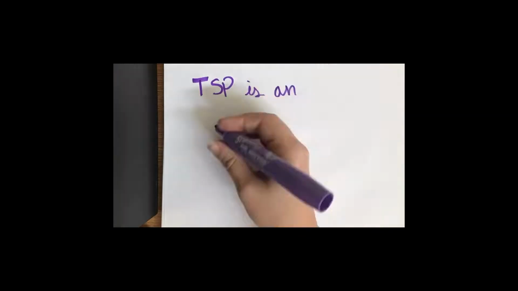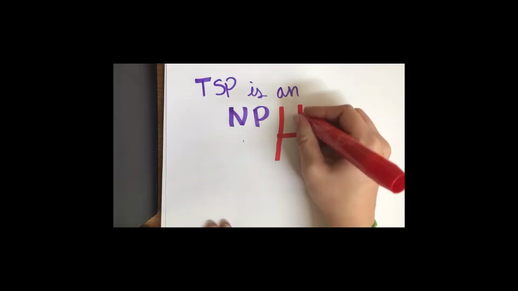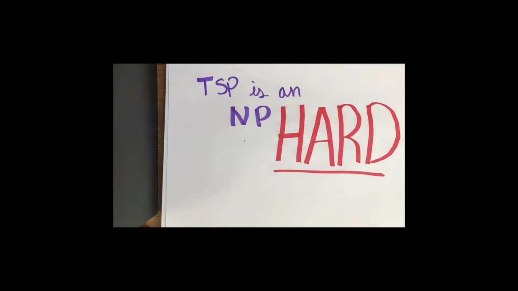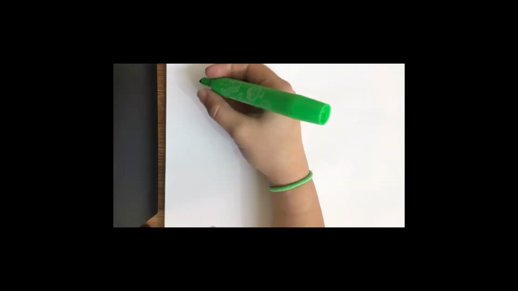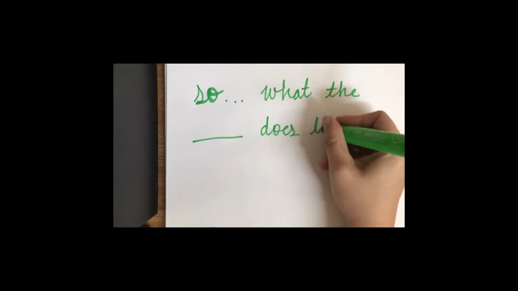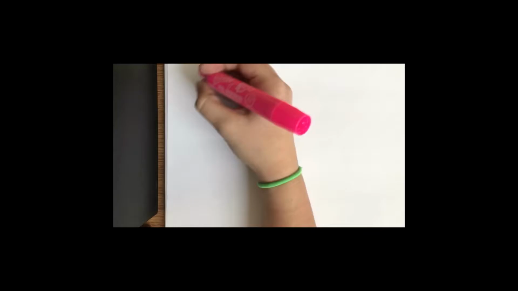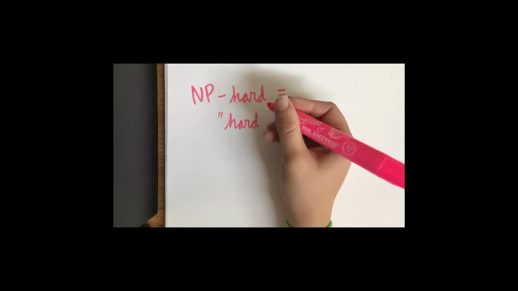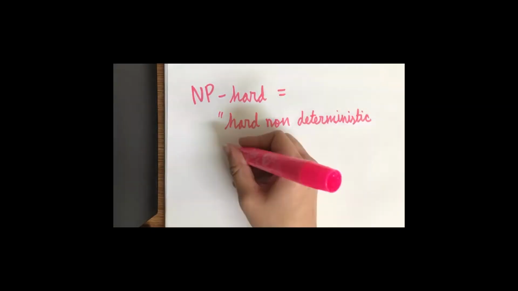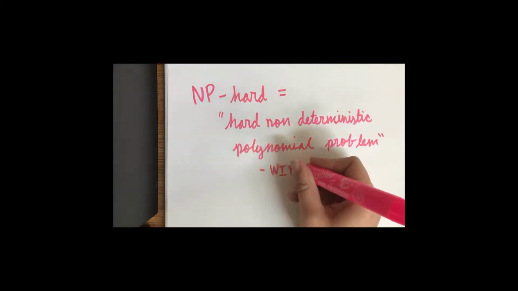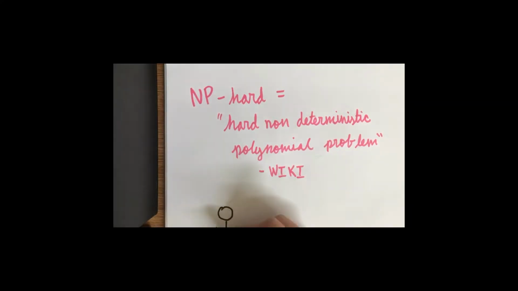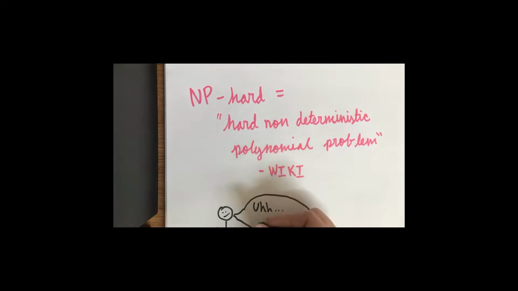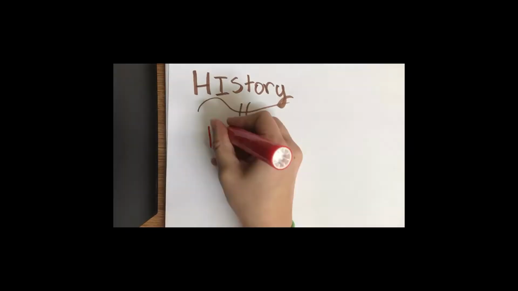The traveling salesman problem is considered an NP hard problem. So what does that actually mean? NP stands for a hard, non-deterministic polynomial problem. Still not getting it? Think of it as a problem that is so hard it takes your computer a long time to figure out. Let's take a moment to walk through some of the history of TSP.